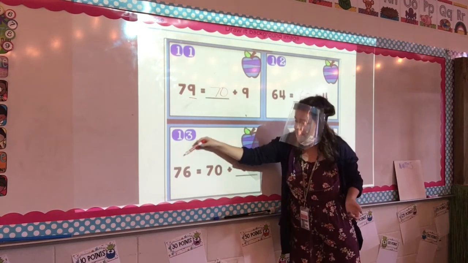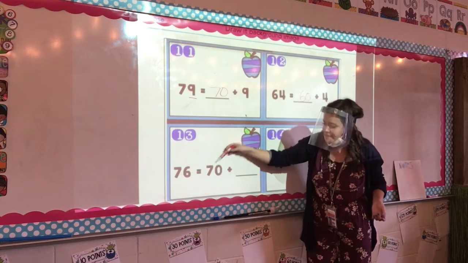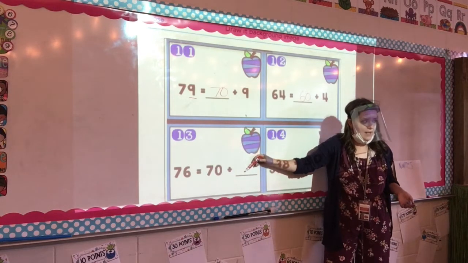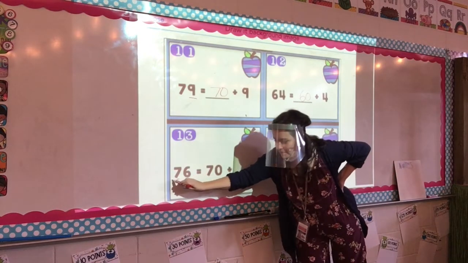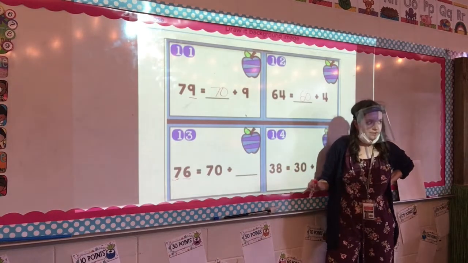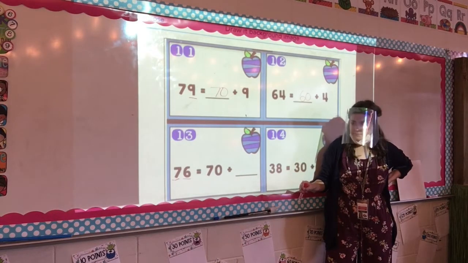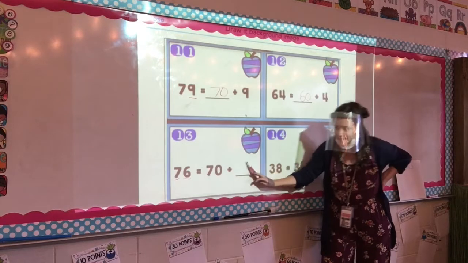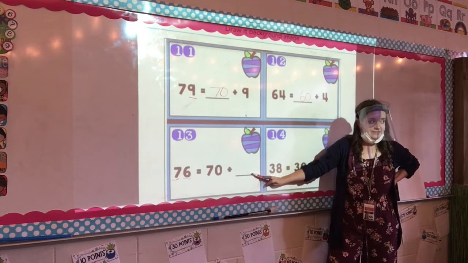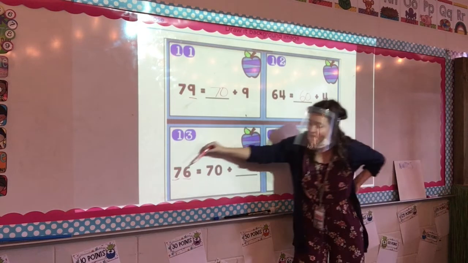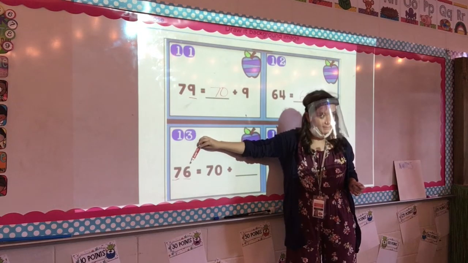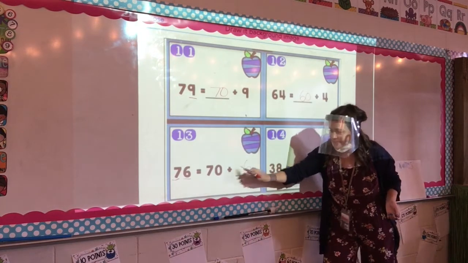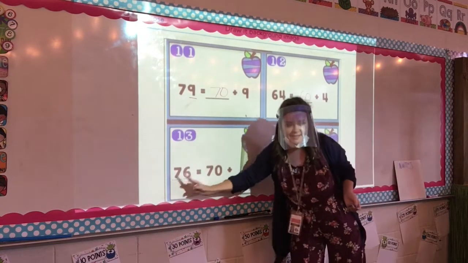This time I have 76 equals 70 plus what, Brantley? I've got the 70 part. Now I need the ones for 76. 76 is the same as 70 plus 6. 70 plus 6 is 76.